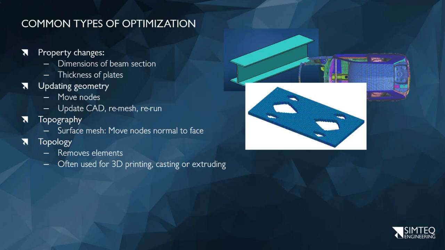Then we have something like topology. Topology simply says we remove elements from a structure. On purpose, it's a very simple one, but there you can see these. It's really jagged there because it was a perfect X mesh, but it's removed the elements in those regions. So the output of this is not directly useful. It's indirectly.